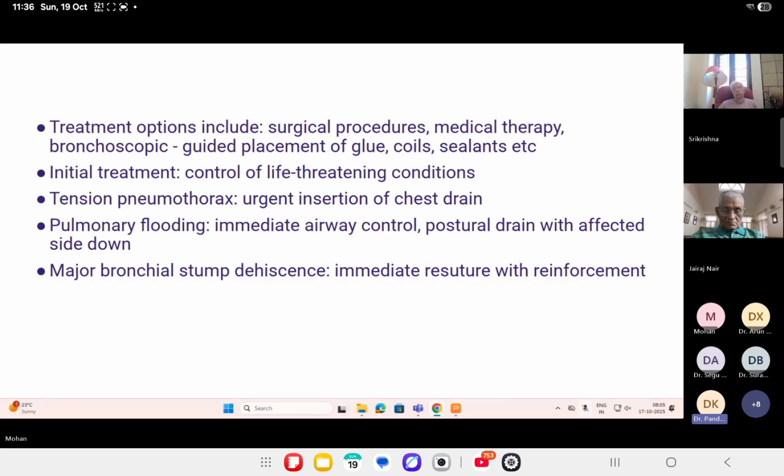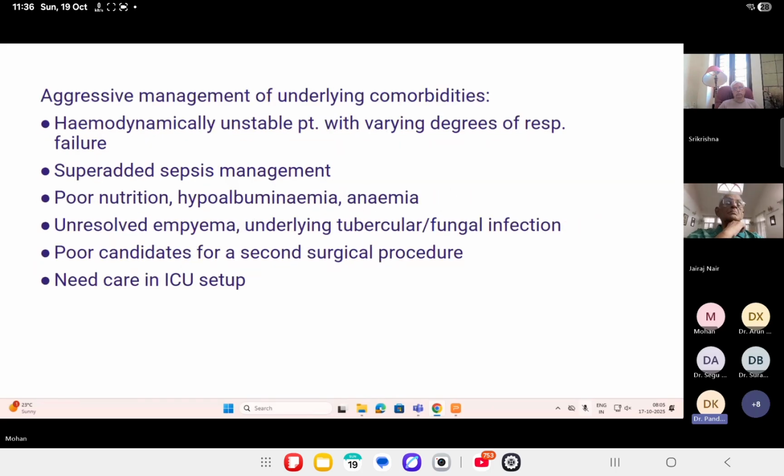Treatment options include surgical procedures, medical, and bronchoscopic guided placement of many things like glues, coils, sealants, balloons, etc. So initial treatment is control of life-threatening conditions. That is, if there is a tension pneumothorax, urgent insertion of chest drain; for pulmonary flooding, immediate airway control, postural drainage with affected side down; if major bronchial stump dehiscence is suspected, then immediate resuturing with reinforcement has to be done. So aggressive management of the underlying comorbidities also has to be done, which may need ICU setup.